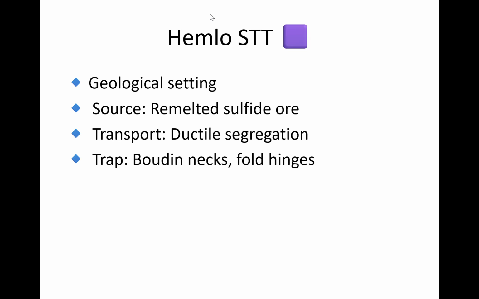So Hemlo's story is a testament to the versatility of the STT concept. Even when the trap is not a cold site intercepting the fluids, but a dynamic partitioning during metamorphism, the same principles of focusing and deposition apply.